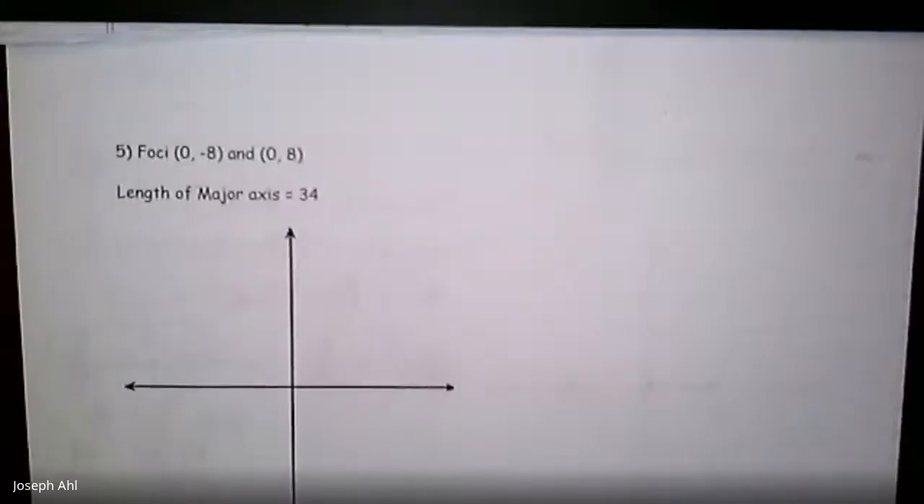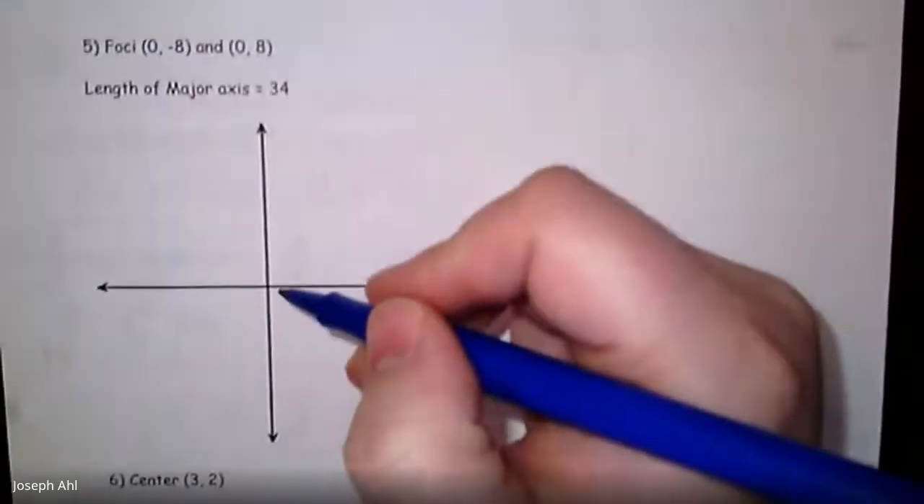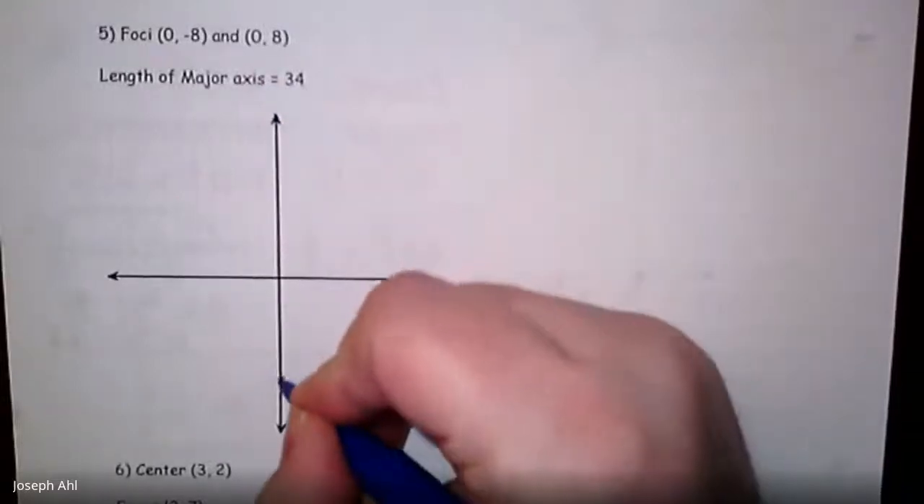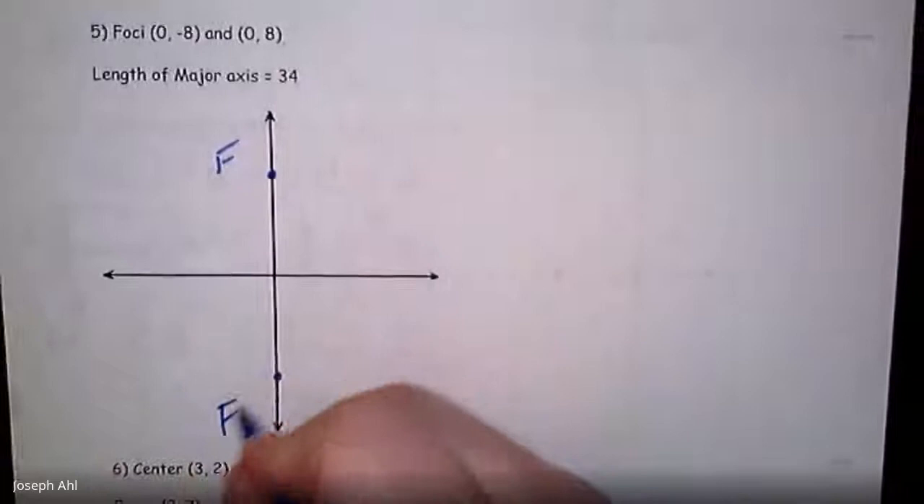So we take a look at number 5. We've got those two foci, and we know the length of the major axis. Okay, so the foci, to be honest, guys, I'm not going to even spend my time counting up 8 and down 8. I'm just going to approximate, try and make it look even. Here's F, and here's F prime.